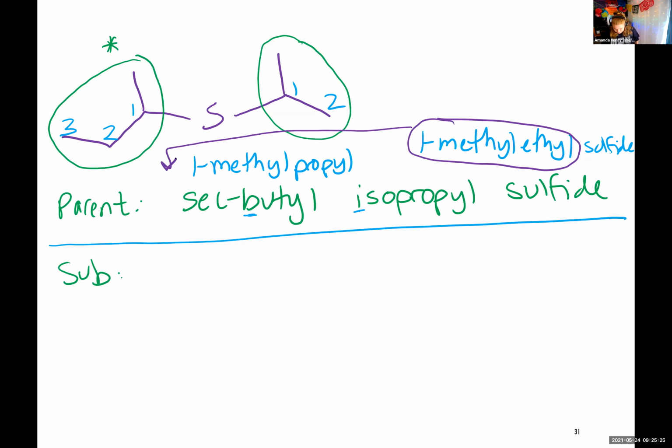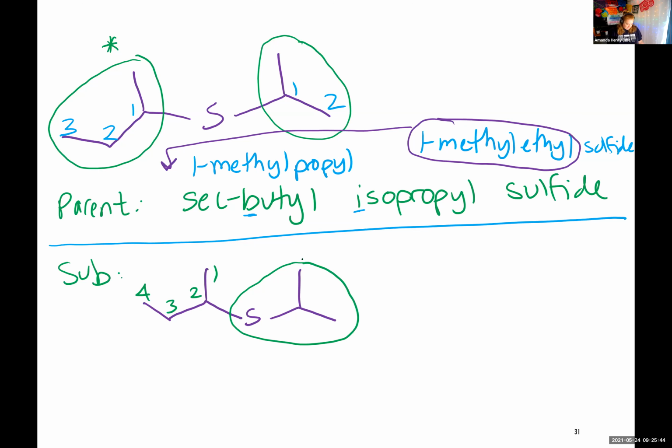Okay, I'm going to redraw this just because I have numbers all over it now. The butyl side's the bigger side. So that's going to be our parent chain. So we're just going to say 1, 2, 3, 4. So attached to carbon number 2 is this substituent. So we are going to call this 2. And then in parentheses, we are going to write isopropyl thio. And then we'll talk about the other way to do it as well. Isopropyl thio, and then butane.